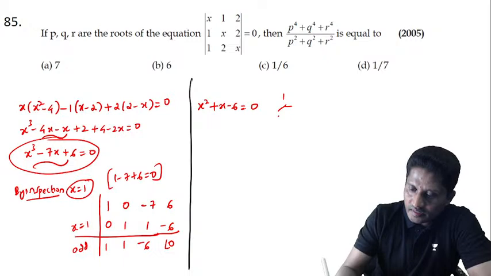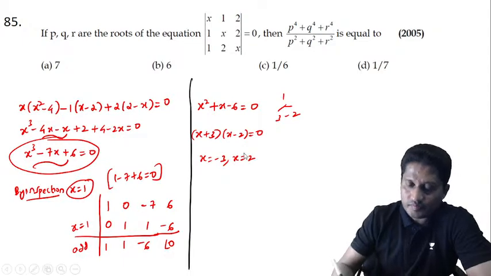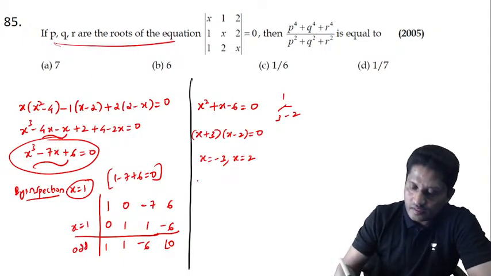If I split the middle term, you get 3 and minus 2. That is x plus 3 into x minus 2 is equal to 0. x is equal to minus 3, x is equal to plus 2. Right, now these P, Q, R are the roots of this equation. So one root is 1. Roots are 1, minus 3 and 2.